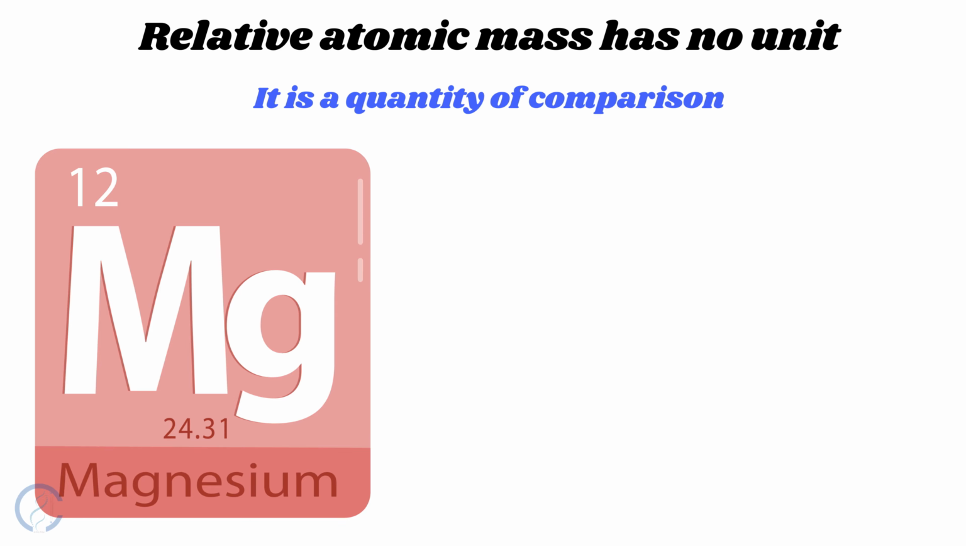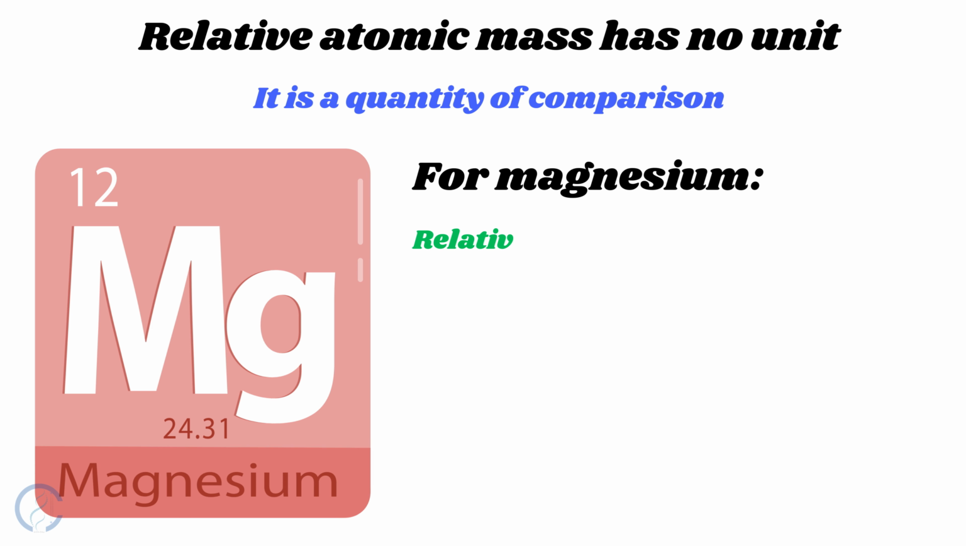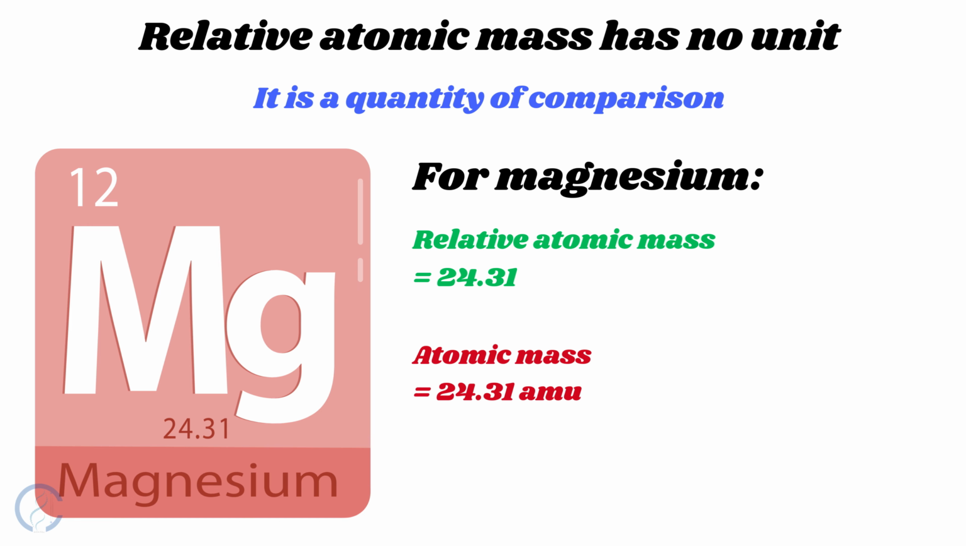However, that is for relative atomic mass. The number can also be applied to different terminologies. For instance, if you are asked about the relative atomic mass of magnesium, that is 24.31. But if you are asked about the atomic mass, that is 24.31 atomic mass units. If you are asked about the molar mass, that is 24.31 grams per mole. So, for relative atomic mass itself, no unit is applied.